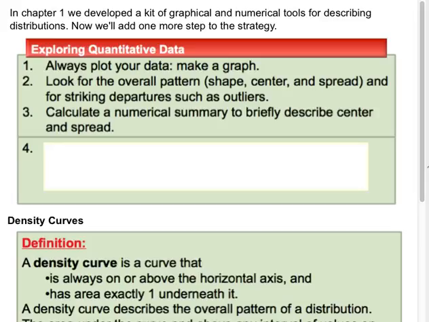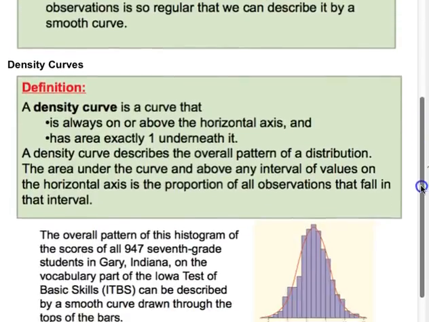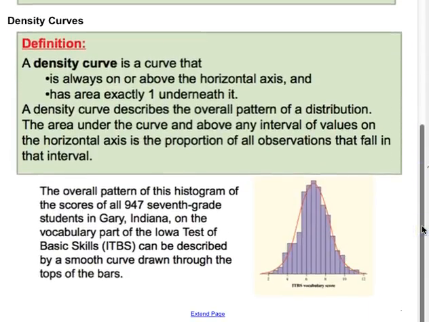So in chapter 1, we developed a kit of graphical and numerical tools for describing distributions. Now let's add one more step after looking at this. And that step is sometimes the overall pattern of large numbers of observations is so regular we can describe it by a smooth curve. All right, so let's take a look at what that means to model with a smooth curve. Okay, so when I talk about a smooth curve, what I'm talking about is a density curve.